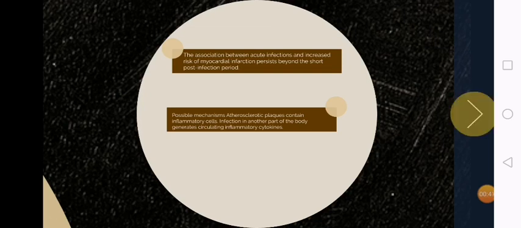A possible mechanism is that plaque containing inflammatory cells, infected in another part of the body, generates circulating inflammatory fluid.